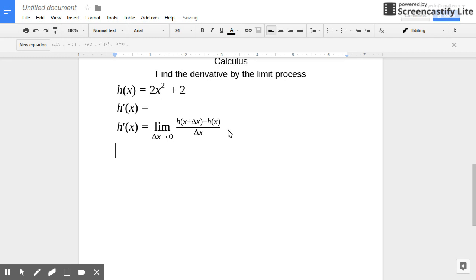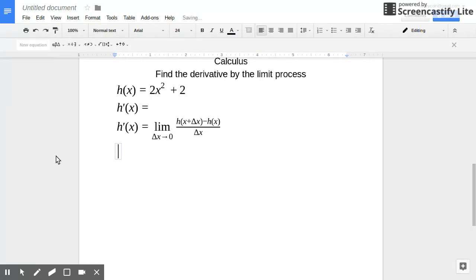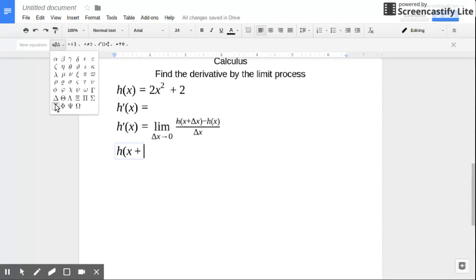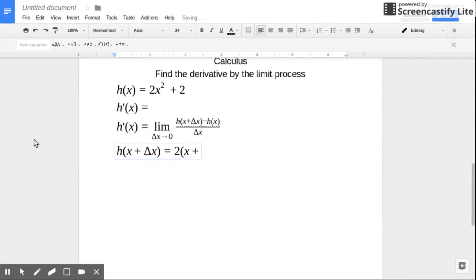Right. So what's the first thing we do? Well, we find h of x plus delta x. And that means that we're going to plug that x plus delta x in right here. See that? Okay. All right. So we have h of x plus delta x. That's going in, substituting in. So we're going to have 2 times x plus the delta x.